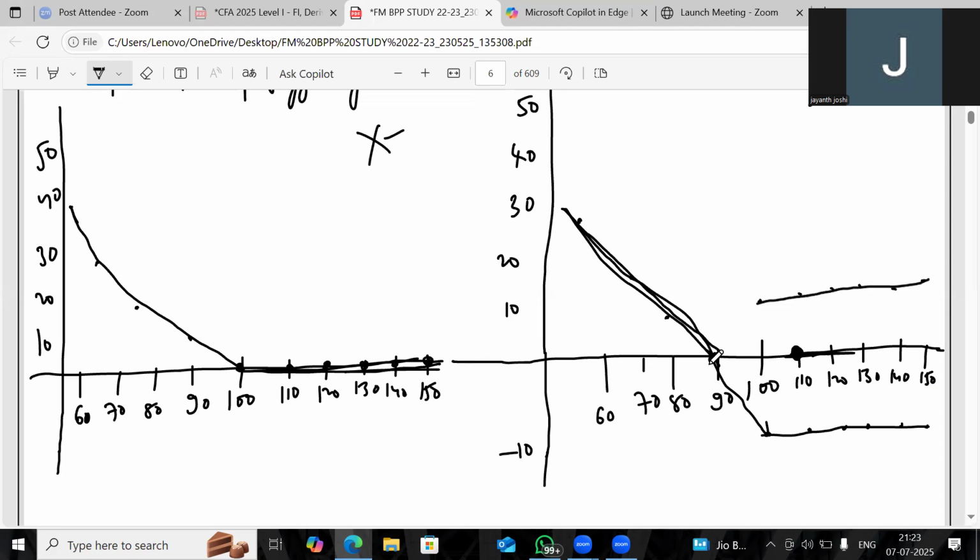Break even and losses. Okay, same for payoff. So this is the end of the topic, option payoff diagrams. Just have a look at this. We'll move to the next topic right now: upper bound and lower bound of the options.